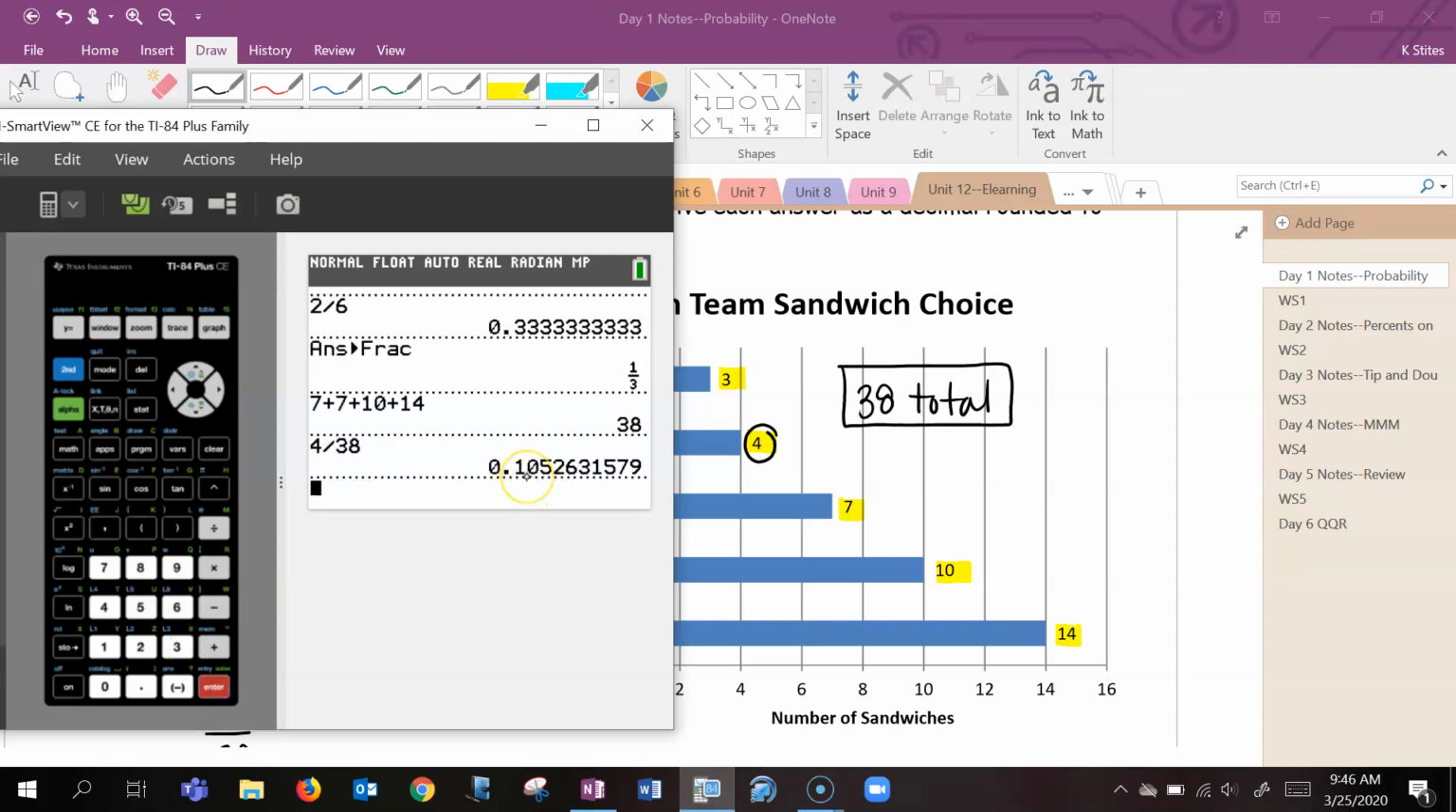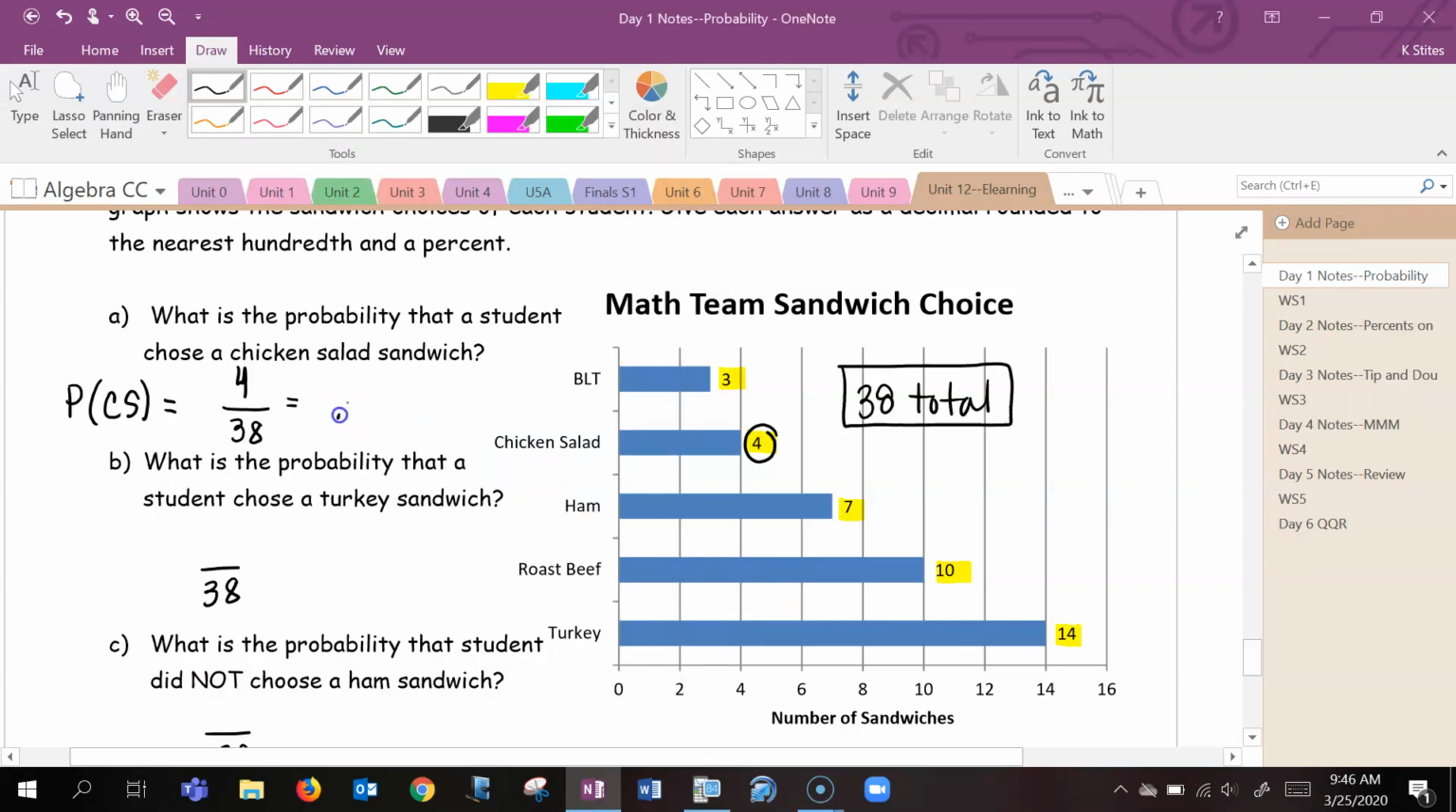Okay, so we're going to round to the nearest hundredth. This time, I know I keep switching what we're rounding to on you. Nearest hundredth is what we normally round to, so that's 2 decimals. So it would be 0.10, but our 5 is going to move it up. So we're going to say 0.11, which is 11%.